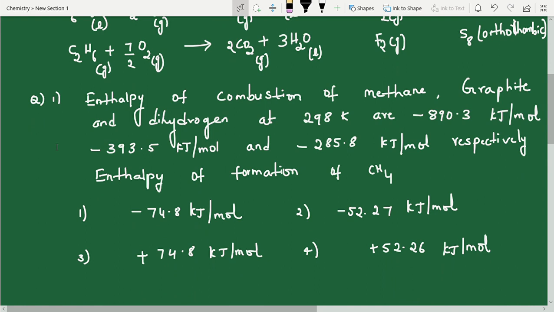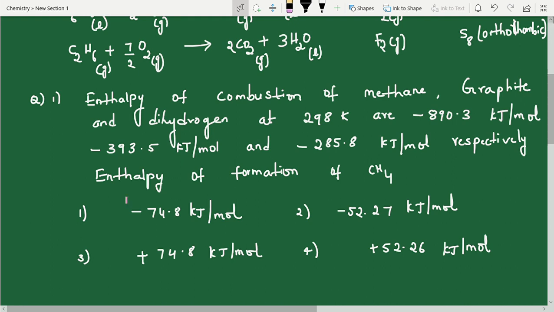See, the first one: the enthalpy of combustion of methane, graphite (which is nothing but carbon), and dihydrogen at 298 Kelvin are minus 890.3 kilojoule per mole, minus 393.5 kilojoule per mole, and minus 285.8 kilojoule per mole respectively. They are asking for the enthalpy of formation of methane. Three pieces of combustion information are given indirectly, and they are asking you to calculate the formation of methane.